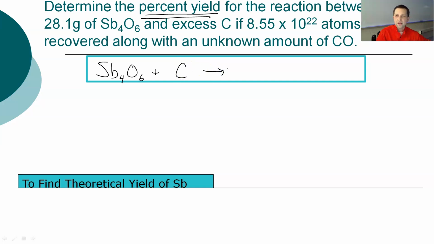And it says you have 8.55 times 10 to the 22nd atoms of Sb is recovered. So recovered is a product. And an unknown amount of carbon monoxide. Those are your two products. So let's go ahead and balance this chemical equation.